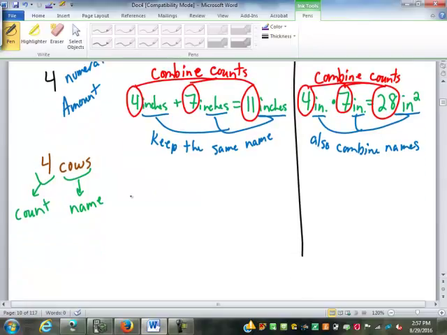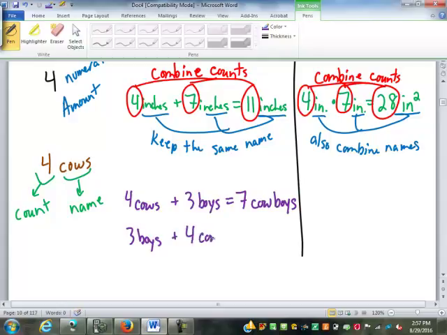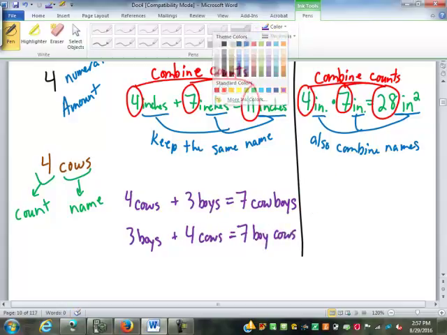For example, let's say I have 4 cows plus 3 boys. Do I get 7 cowboys? Does that work? Not really, right? How about if I did it the other way? 3 boys plus 4 cows. Do I get 7 boy cows?